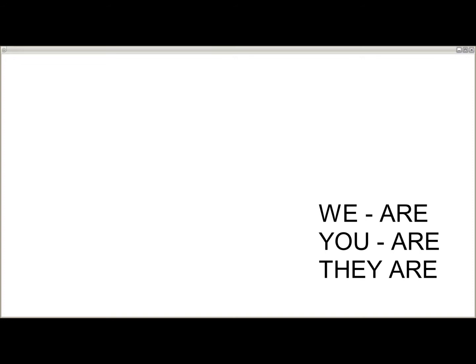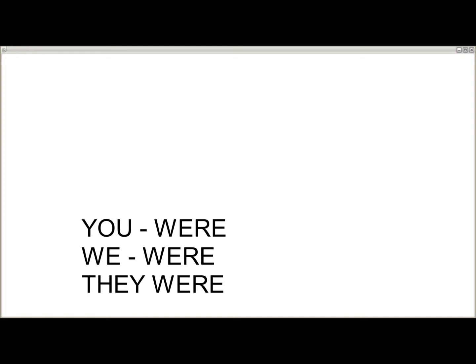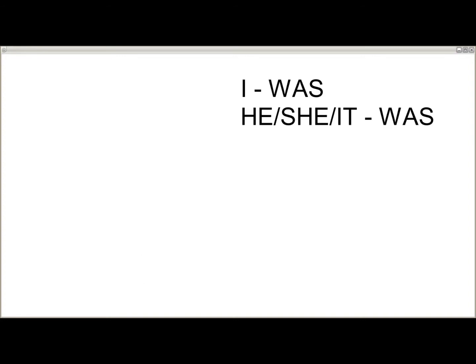In the past tense, most of the pronouns are conjugated with were, except I, he, she, and it, which are conjugated with was. In the perfect forms or past participles, it takes the form been, and the progressive form becomes being.